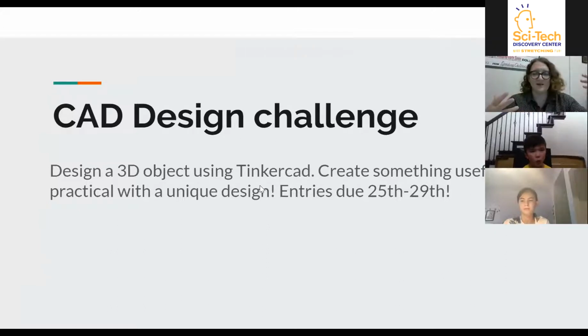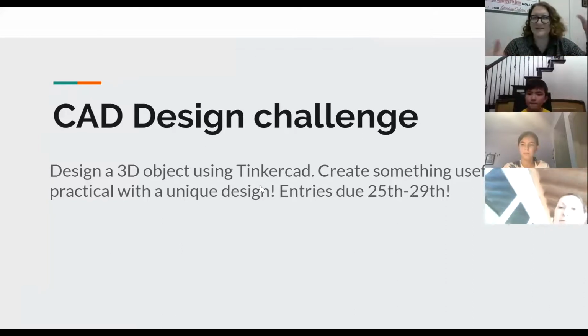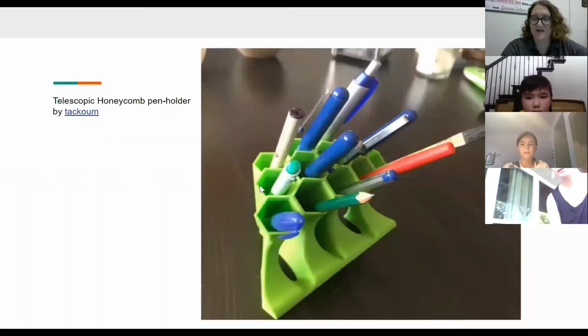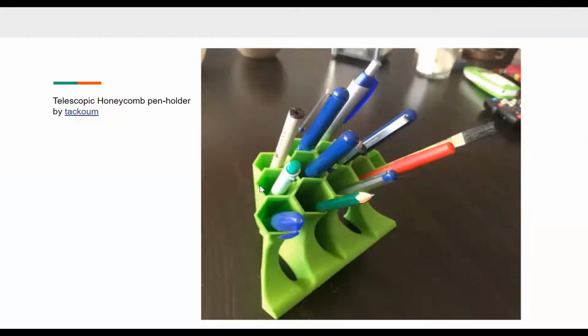So what do I mean when I'm talking about something useful? What does that really mean? Something that you need in your everyday life, what could that be? Well, let's look at some really cool examples that I found online. These are all objects from a website called Thingiverse, which is a really popular website for 3D prints. This is the Telescopic Honeycomb pen holder. What I like about this is obviously it's practical. You would use this every day to hold your pens. It serves a purpose, but it also looks really cool and it's a really cool design.